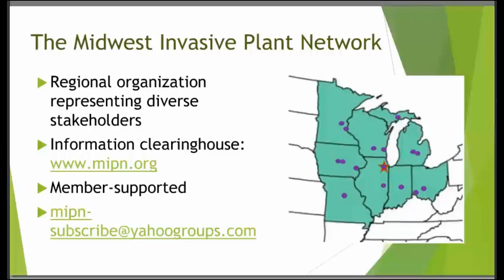We aim to accomplish our mission by synthesizing and sharing information, and by developing resources and publications. For example, MIPN has developed a database of species-specific control methods, a regional invasive plant list compiled from individual state lists, and resources for gardeners and landscapers. All those and more are available on our website, and we encourage you to check that out. It's www.mipn.org.